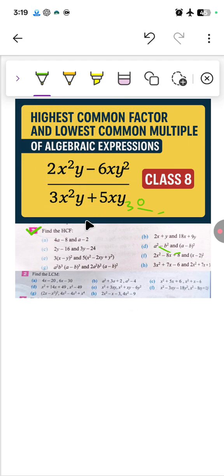Okay, now moving ahead to the next question from question number 2. Let me do question number 2h. The first expression over here is 2x square minus x minus 3. Now what do you see over here? It is in the form of ax square minus bx minus c. So we will use the first-into-last method to find the factorization.